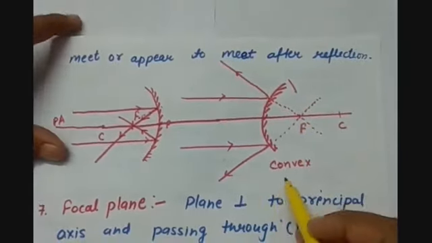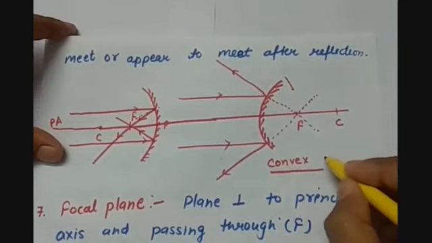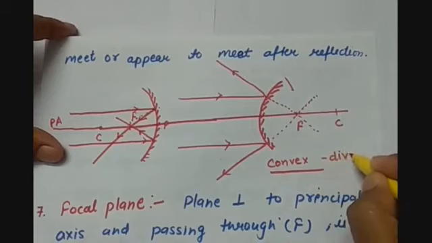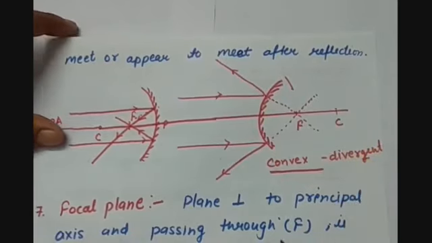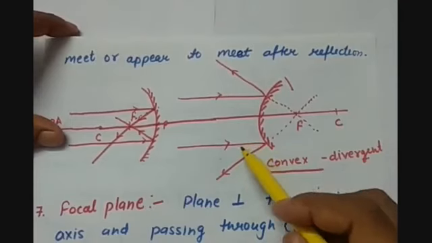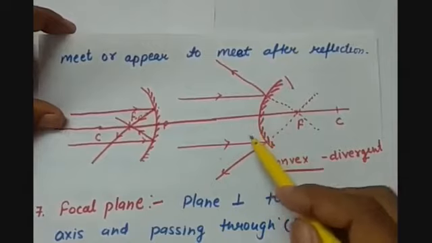And that is the reason why a convex mirror is called a divergent mirror, because it spreads the light, or diverges the light, coming to it.